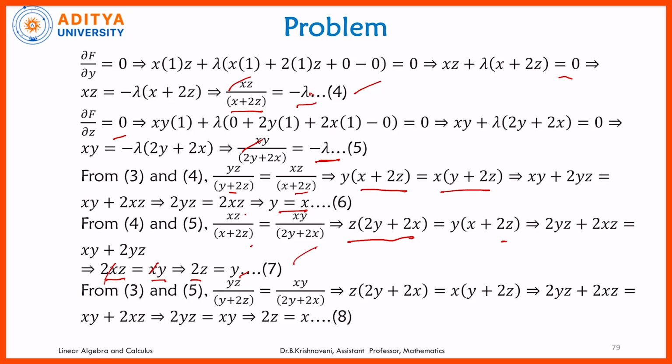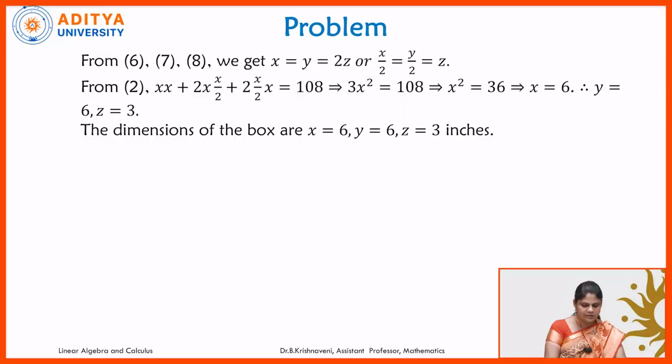Now combine 3 and 5. If you combine 3 and 5 and equate the LHS, you got the relation 2z is equal to x. So hence from equations 6, 7 and 8, what we can draw finally is x is equal to y and y is equal to 2z. So from this you got x by 2 is equal to y by 2 is equal to z.